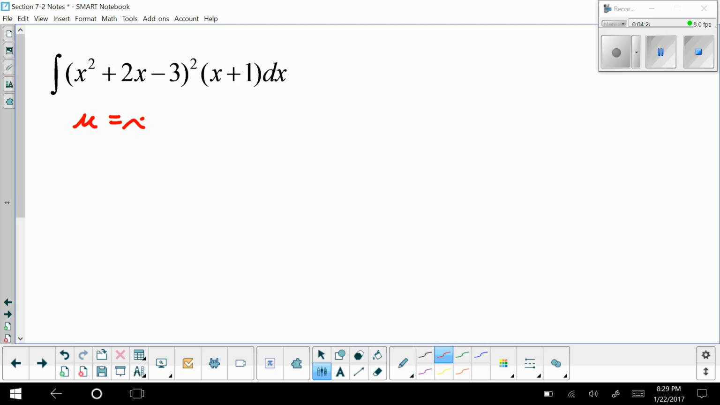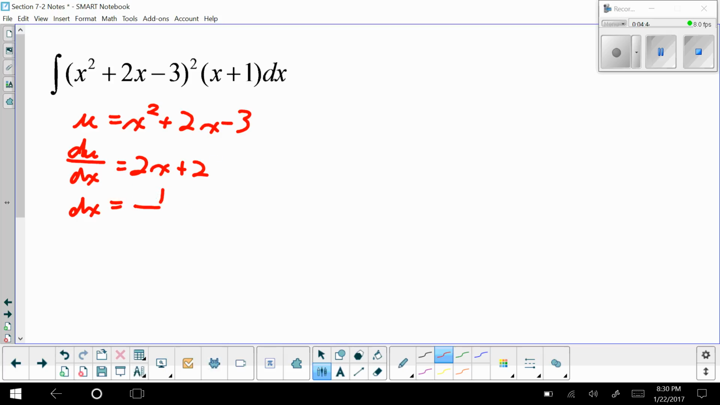So if u equals x squared plus 2x minus 3, I find the derivative of u with respect to x, which would be 2x plus 2. And I solve this for dx. So multiplying each side by dx, and then I would divide each side by the 2, I have 1 over 2x plus 2 times du.